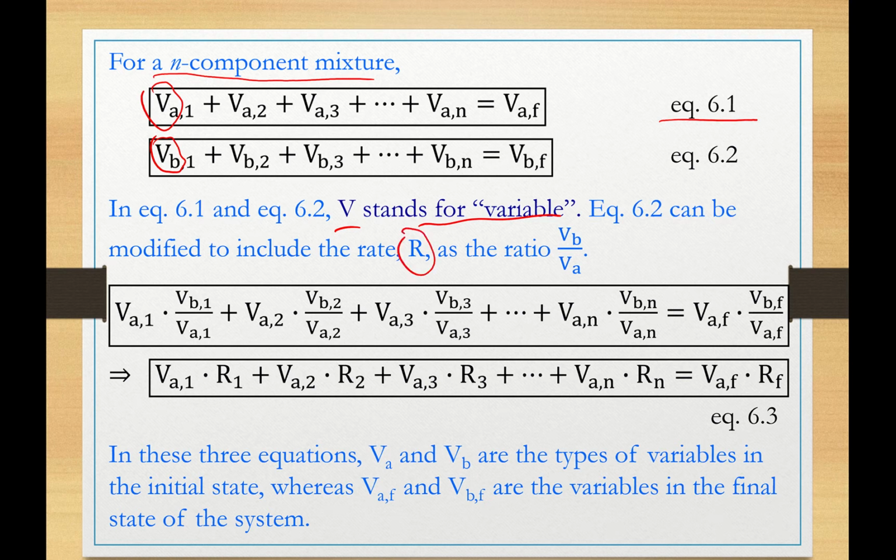The rate here is the ratio of VB over VA. So it could be the mass of the drug in the volume of solution or solvent here. And the equation that includes the rate is equation 6.3 here. So this is the general form of mixture problems for n components, n number of components. It could be 100 components, it could be 5 or 3 components.